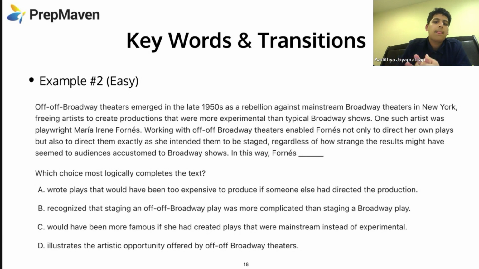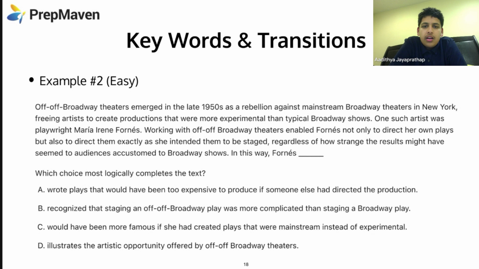Yeah, but it's sort of not. They're sort of going off Broadway, right? They're doing plays, but they don't want to do them on Broadway, right? Oh yeah. And there's one person in particular that it's about, right? Oh yeah, Maria Irene Forens. Perfect. And so what was she doing? She was working with off-Broadway theaters. Perfect.